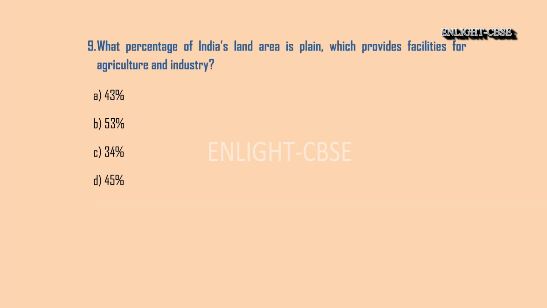Question 9. What percentage of India's land area is plain, which provides facilities for agriculture and industry? A. 43%. B. 53%. C. 34%. D. 45%. Answer: 43% of India's land area is plain.